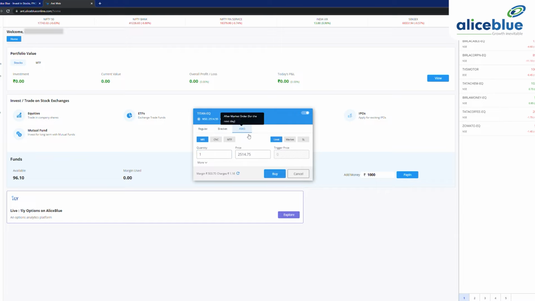Now select whether you want to place a market order or a limit order. Then enter the quantity you wish to trade. Enter the price in case you are placing a limit order. Lastly, click on the buy or sell option given at the right bottom corner, and that's it. With these simple steps, you are done placing your AMO in aliceblue. Well, that was everything regarding the AMO order.